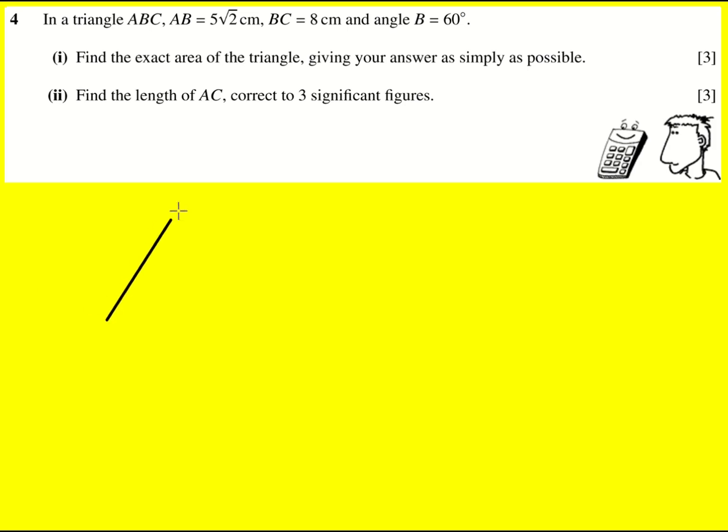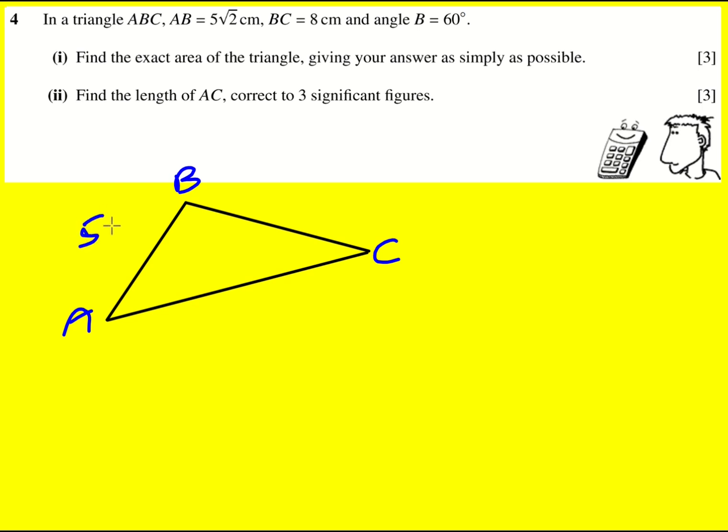I'm going to start this question by just sketching out the triangle. It's not necessarily going to be accurate or to scale, but there we go. And then I'm going to label A, B, C. So we're told that AB is 5 root 2, BC is 8, and angle B is 60 degrees. In part 1, we're asked to find the exact area of the triangle, giving our answer as simply as possible.